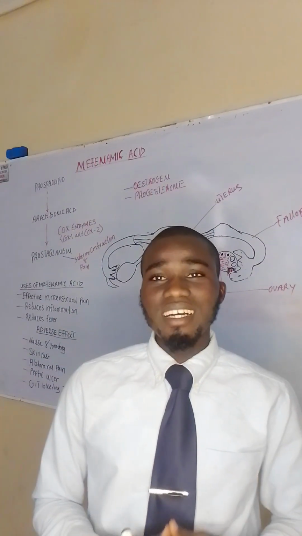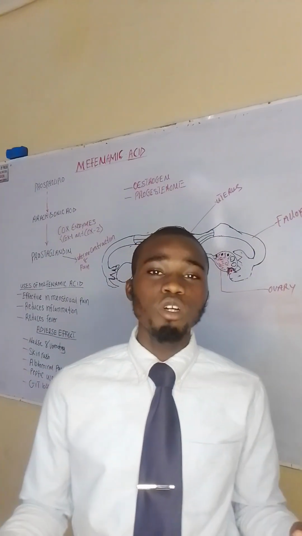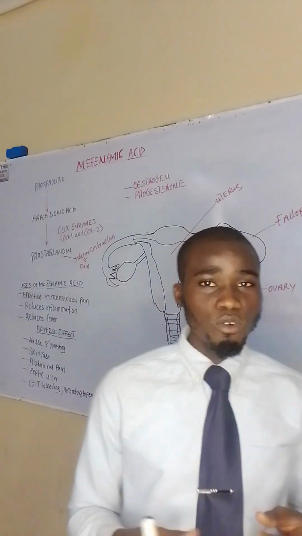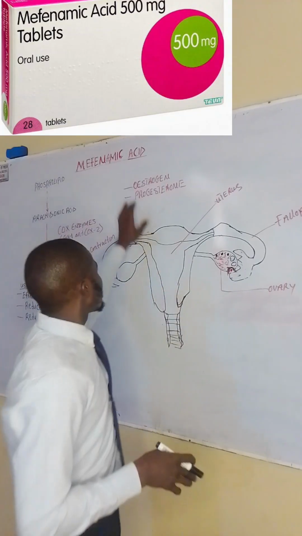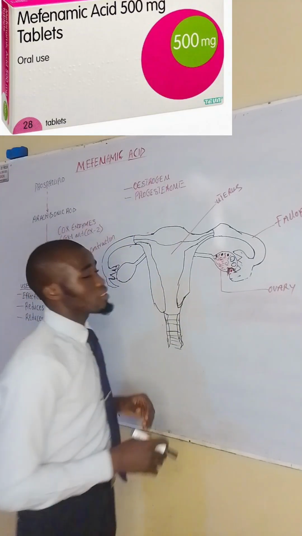Do you know there's a painkiller that can reduce your menstrual pain and also your menstrual blood flow? And what is that drug? The drug is called mefenamic acid.